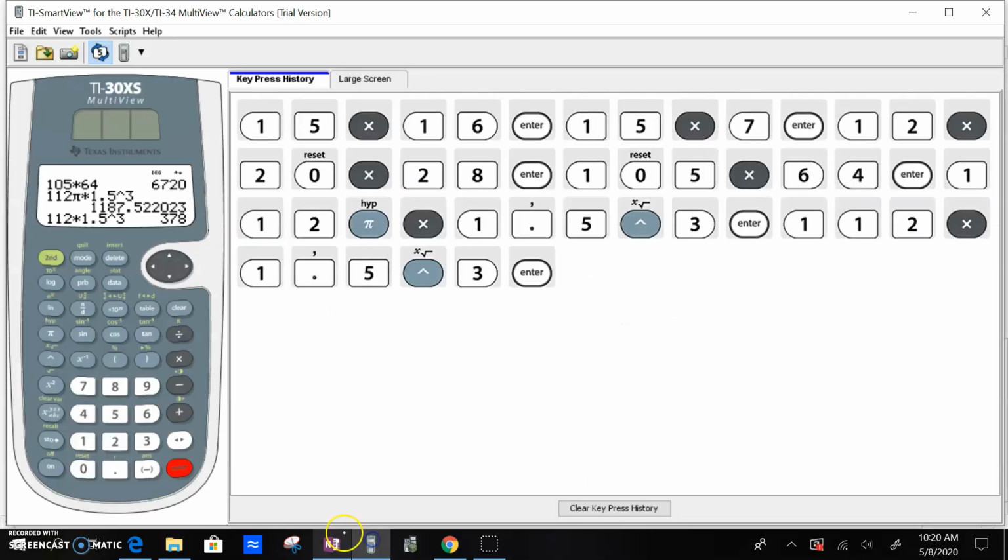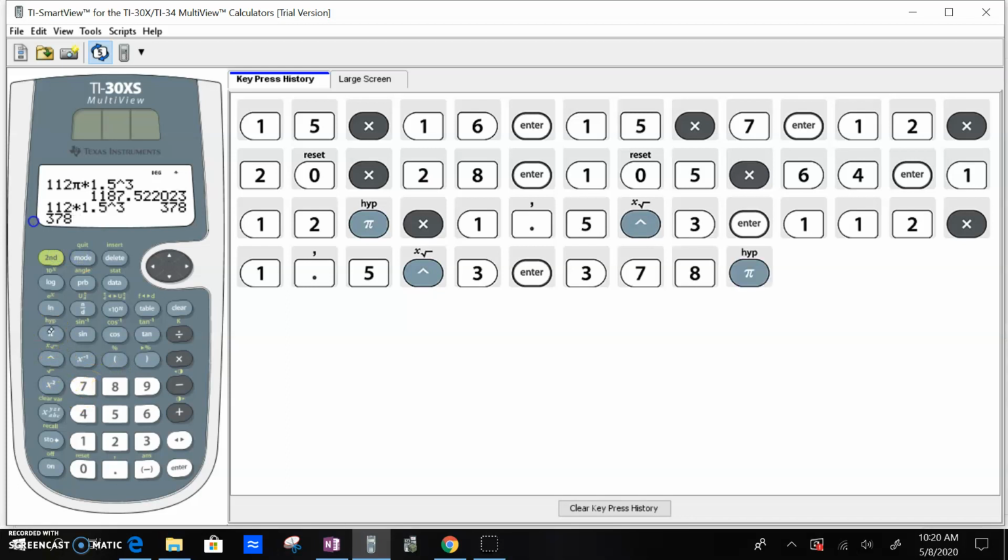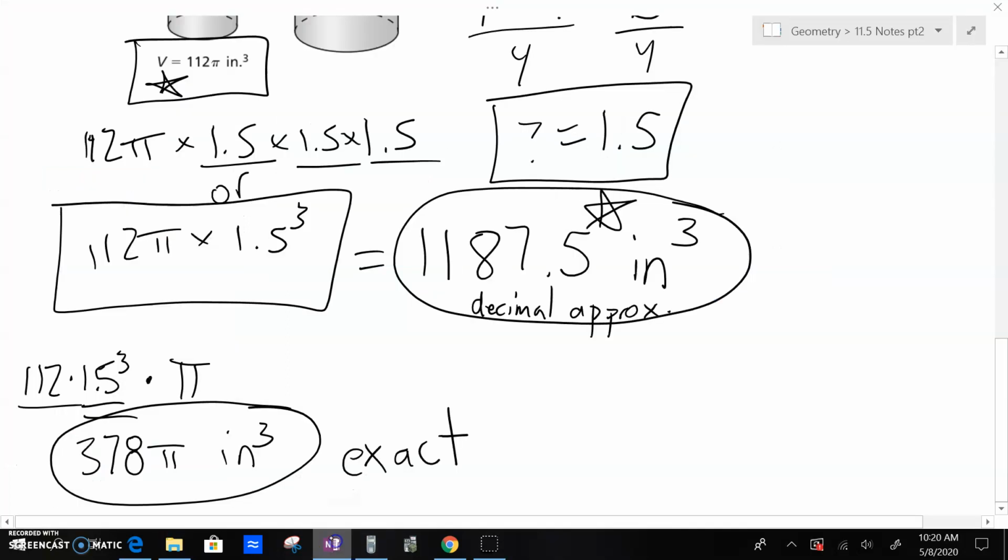So let's do that. We've got a few minutes here. So let's do 378 pi. And when I hit enter, I should see there's that same 1187.5 number that I'm seeing up here that I got before. So they're the same thing. And we talked about that previously in chapter 11, that sometimes you're going to see it written one way, sometimes you're going to see it written the other. If you have the pi in there, great. If you don't, that's fine. It just depends how they ask you the question.